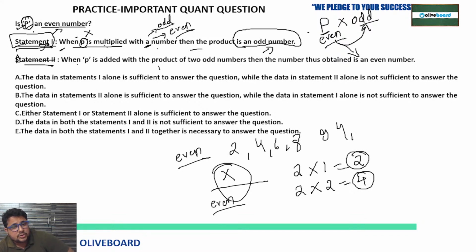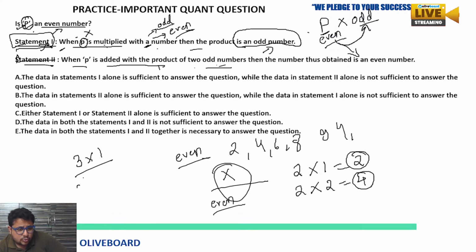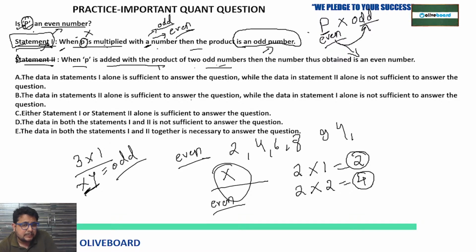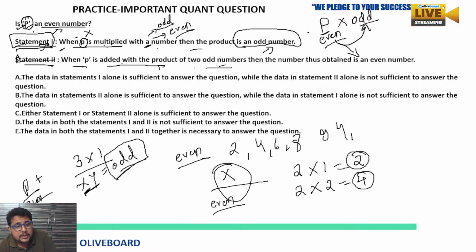Statement 2: when P is added with the product of two odd numbers. The product of two odd numbers, X and Y, both odd, is always going to be odd only. This is basic knowledge that you must know: if we multiply two odd numbers, we get an odd number only. So when P is added, and we are thinking P is an even number, we are adding the product of two odd numbers, which is also an odd number only. So even number plus odd number, what can we say? P is an even number, and the product of two odd numbers is always odd, so even plus odd will always give you odd only.